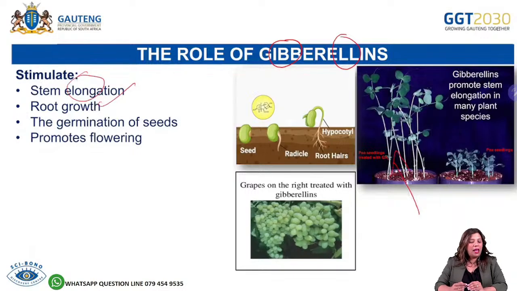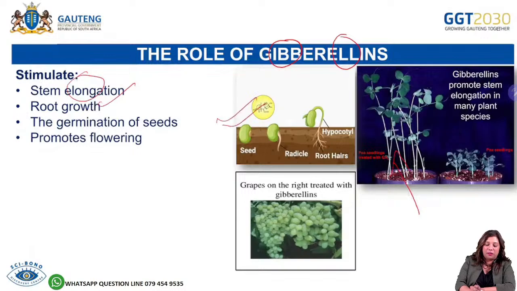Okay? And also the germination of seeds. Now there we see the germination of the seed. You might remember the radicle, and the plumule develops from there. So it helps in the germination of seeds. It also promotes flowering. So when farmers or people want their fruits to last longer, they spray them with gibberellins. Do you know that? Because gibberellins prolong the life of a flower or a plant.